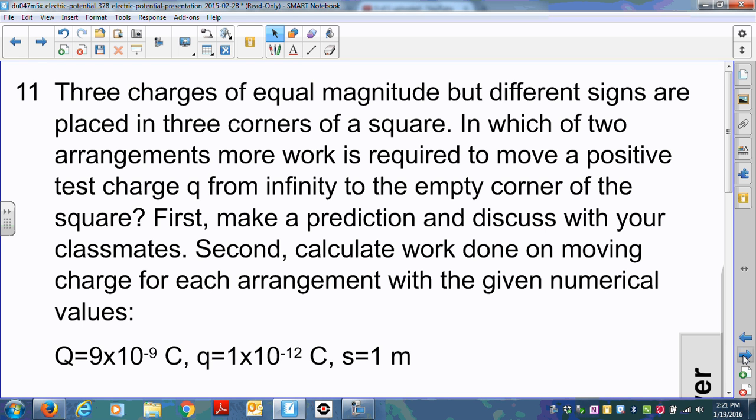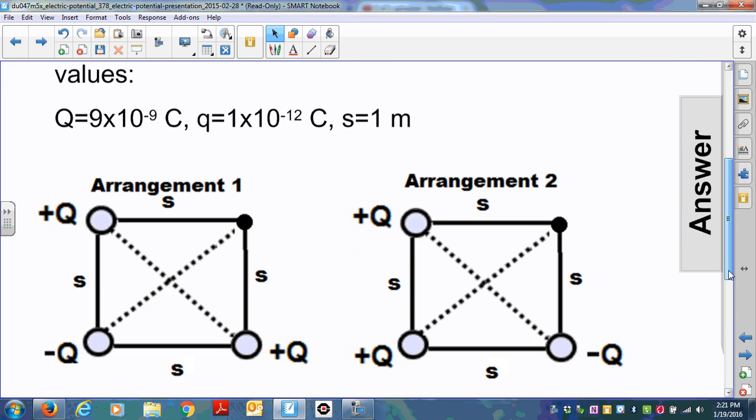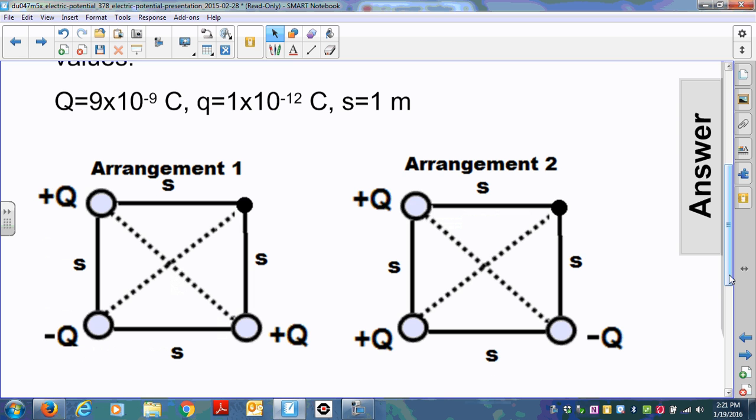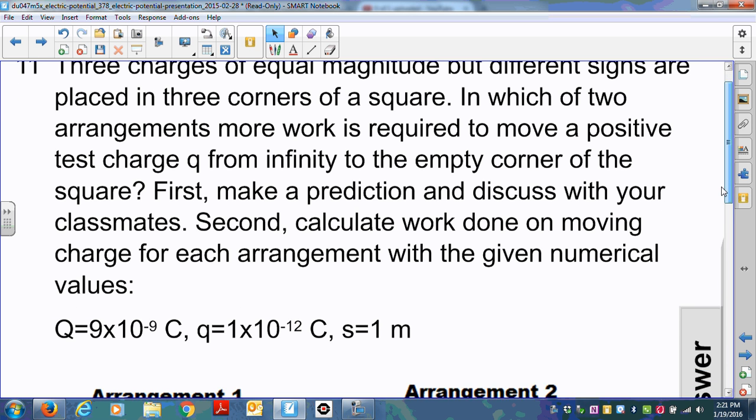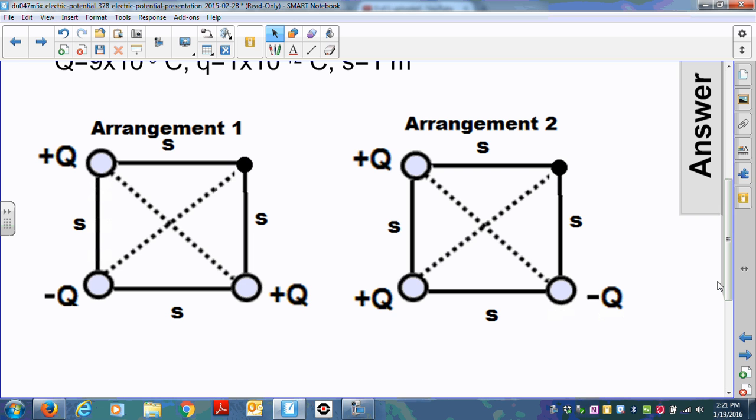Second, calculate the work done on moving the charge for each arrangement with the given numerical values. So we're going to have capital Q is 9 times 10 to the negative 9 coulombs. Lowercase q is 1 times 10 to the minus 12 coulombs, and S is 1 meter. So we have arrangement 1 and we have arrangement 2. And so what are you trying to find? You're going to find out which of the two requires more work to move a positive test charge from infinity to that empty corner. So which one will have more work?